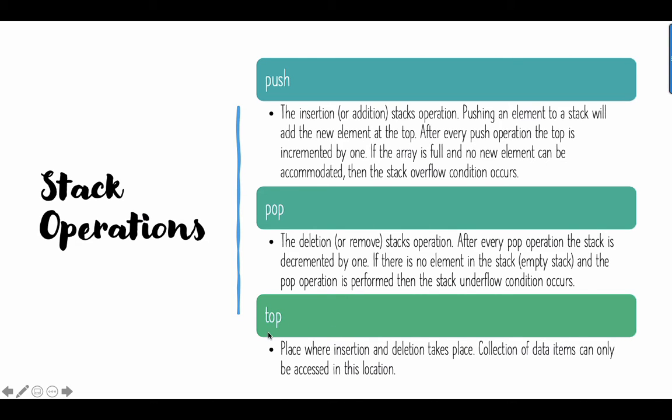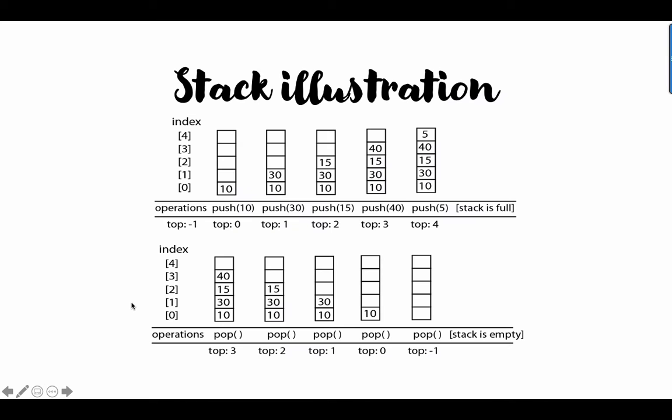We also have top, the place where insertions and deletions take place. Collections of data items can be accessed at this location, so we can determine the topmost value in our stack. To illustrate, we have an image of what a stack is. Let's say we have an array, and by default top is equal to -1, meaning that there's no value in our stack.